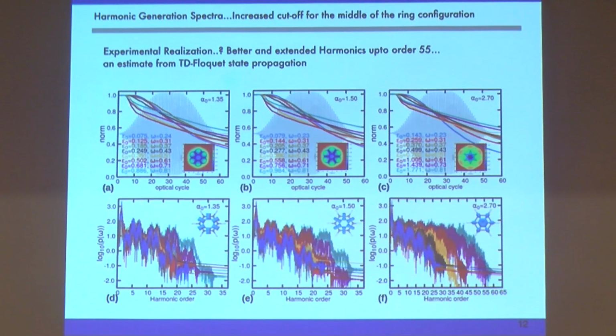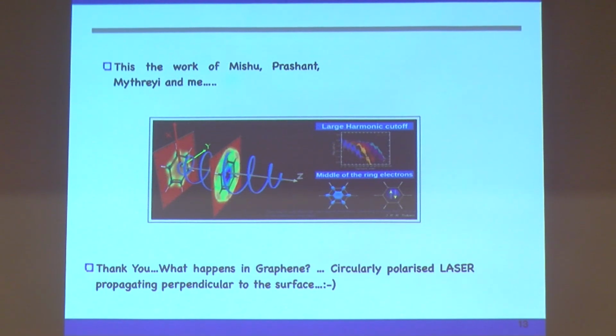But a natural thing is to think about a circularly polarized laser which propagates perpendicular to a surface of graphene. Graphene is made of a lot of benzene rings. And this same effect of all 6 rings intersecting right in the middle would also be there for graphene. So we have effective potentials for graphene, but we have not yet done calculations on those. So this is the idea that we actually thought about.